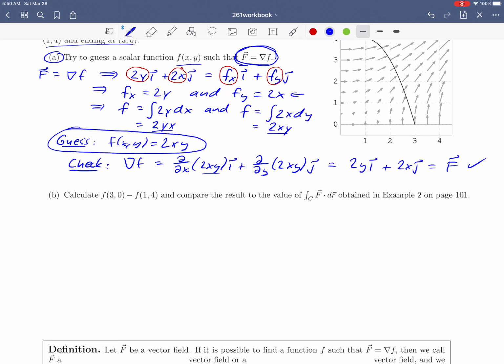Okay, so we're ready for part B, and part B also has kind of an interesting request for us. They would like us to simply do the calculation f of (3, 0) minus f of (1, 4), and notice that that's a little f. And after we do that, they want us to compare to the answer that we got back on page 101. Okay, so let's work through this together.